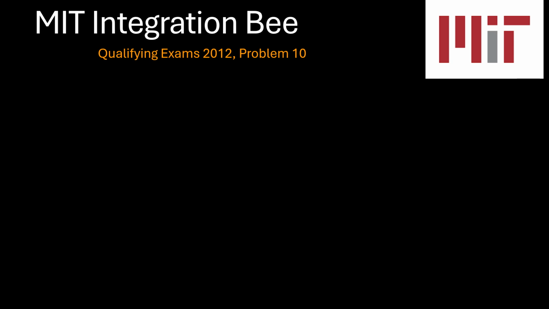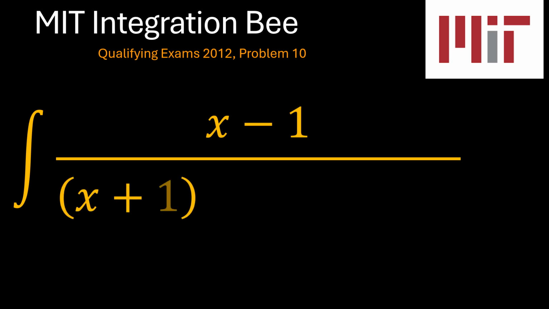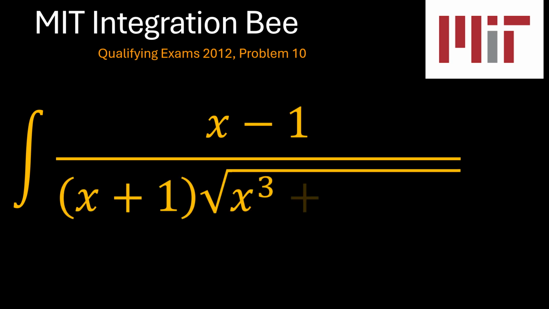Problem 10 of the MIT Integration B qualifying exam 2012, which is the indefinite integral of x minus 1 over x plus 1 times the square root of x cubed plus x squared plus x. So this is also a very interesting problem. I hope you enjoy following along.